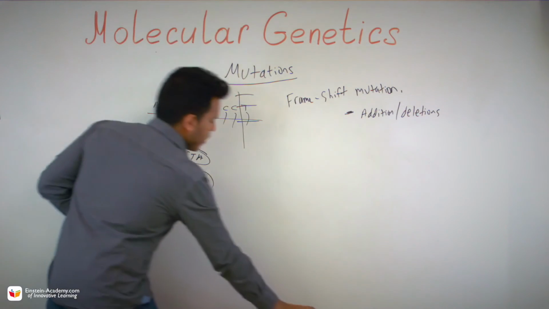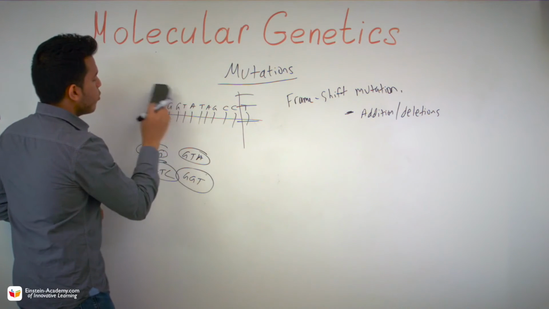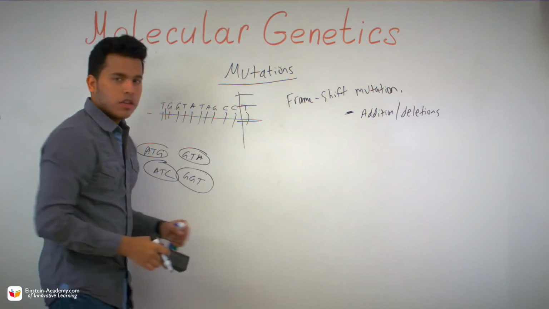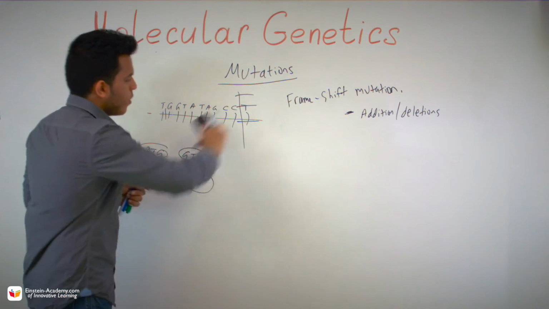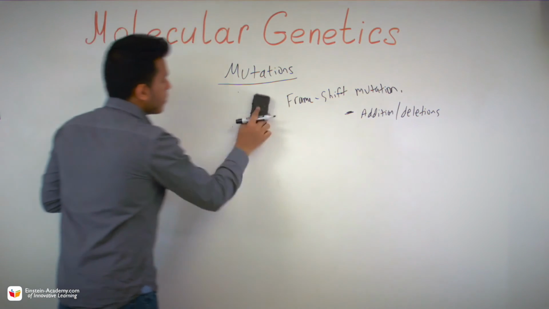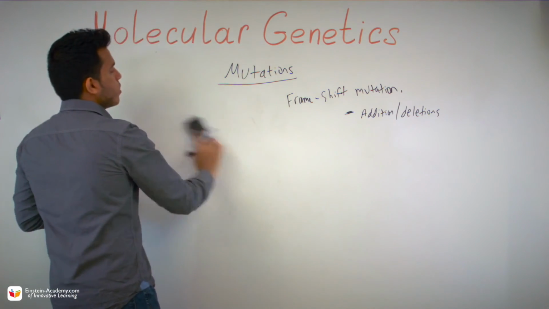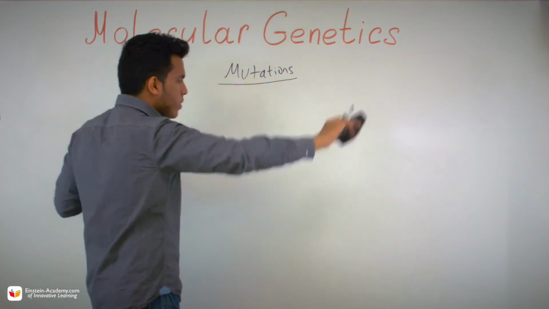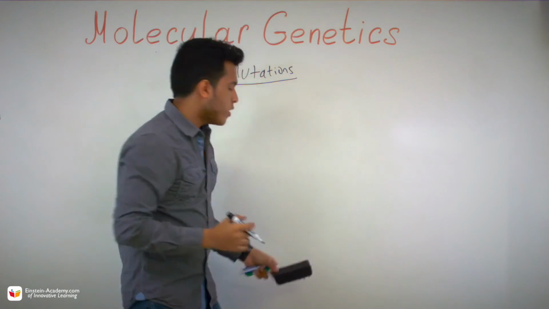Similarly, instead of adding a C, what if I remove the A? Now it's TGG, TAT, AGC, CT. It's going to go on and on, but obviously this is not good. We have a frameshift mutation. This mutation will lead to the entire sequence of instructions being changed.